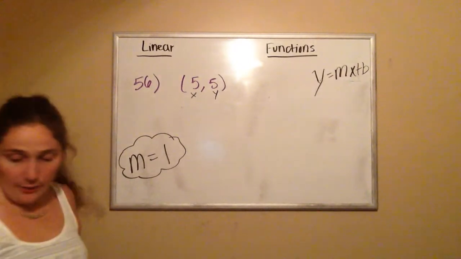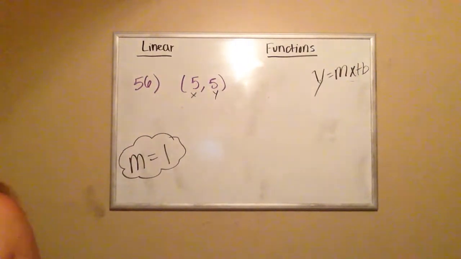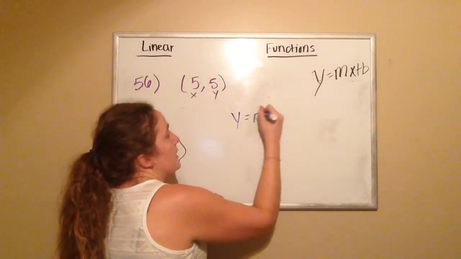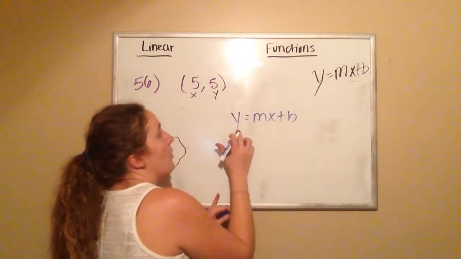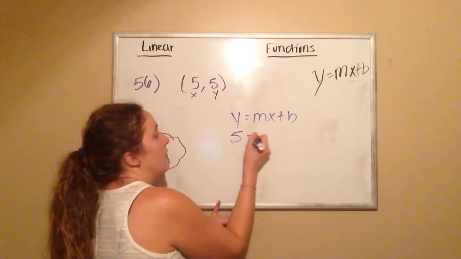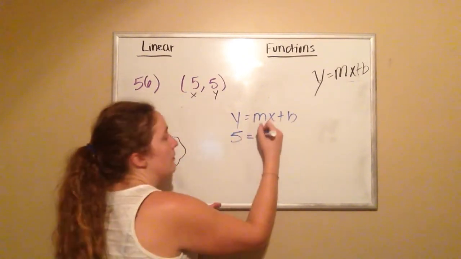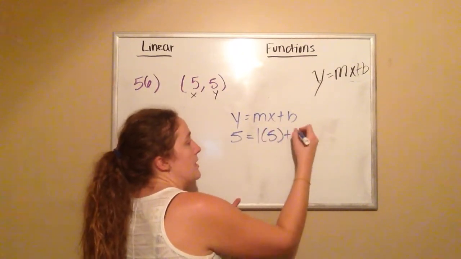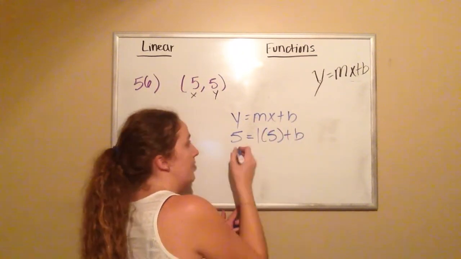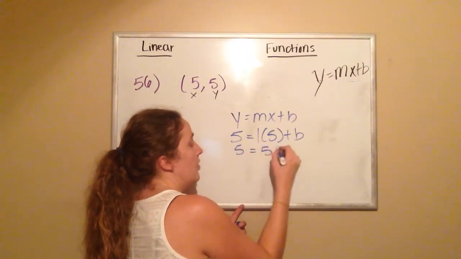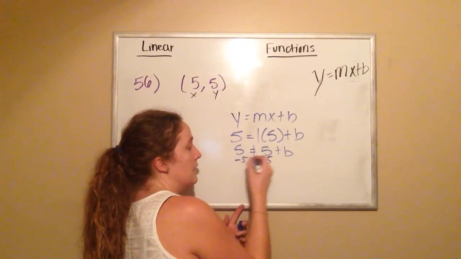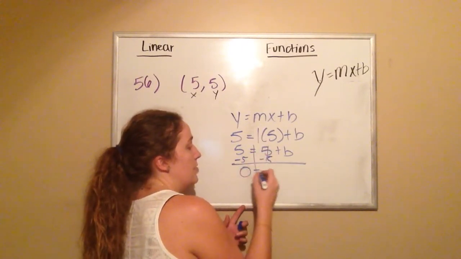We're going to use that equation, y equals mx plus b, and we're going to plug in what we know. Our y value is 5. Our slope is 1. Our x value is 5. And our b is unknown. And then we're going to solve. 5 is equal to 5 plus b. Subtract 5 on both sides. 0 is equal to b.